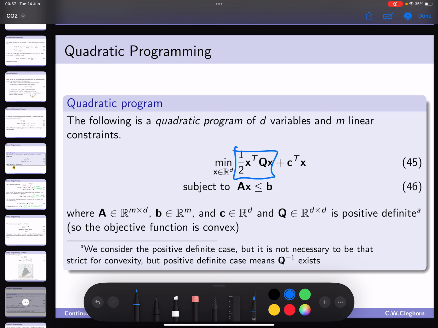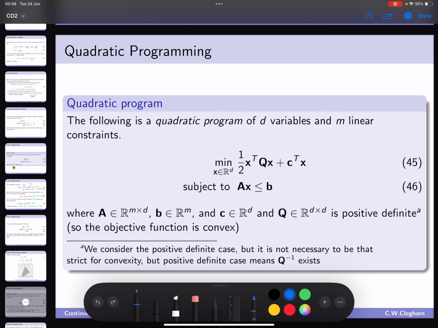Just now we have this quadratic term out front, with Q being a square matrix, and we're going to assume it's positive definite so that Q inverse is well defined. That's ultimately where we're going with this: we're going to need that to solve this problem. You can see in the footnote, we consider the positive definite case, but it's not always necessary to be that strict for convexity, but the positive definite case means that Q is invertible. Similar to a lot of points in these slides, sometimes you make a bit of a strong assumption, but it makes solving your problem quite a lot easier.